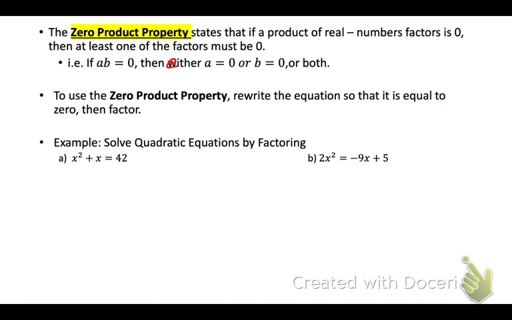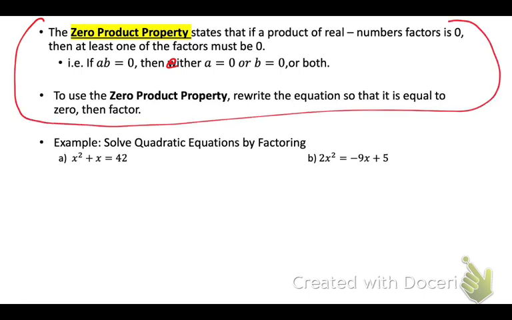To use the zero product property, rewrite the equation so that it is equal to 0, then factor. So we have been doing this. It's the first question I ask you every time: is it set equal to 0? And your answer is yes, and we go. If it's not, then what do you have to do? Set it equal to 0. Have we been doing that already without me telling you? Yes. In order to factor, it has to be set equal to what? 0.